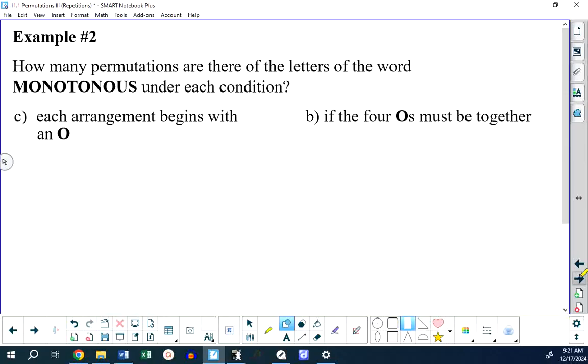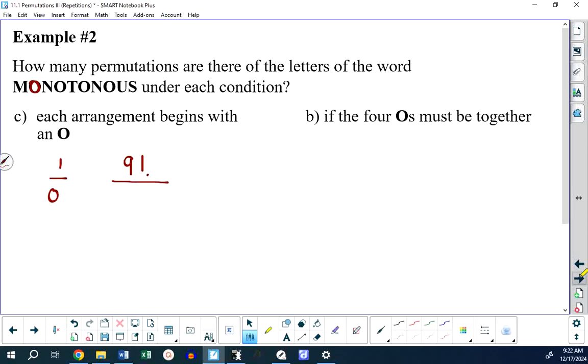Each arrangement begins with an O. Okay, so I would prefer to do it my way. What I would do is I would say that this O right here goes in the first blank. And that means I want to arrange the remaining 9 letters. You with me? Okay. If that's the case, then this particular O goes here. There's only one. This is my way of thinking. I'll show you an alternate way in a second. And then I have to arrange the remaining 9 items.